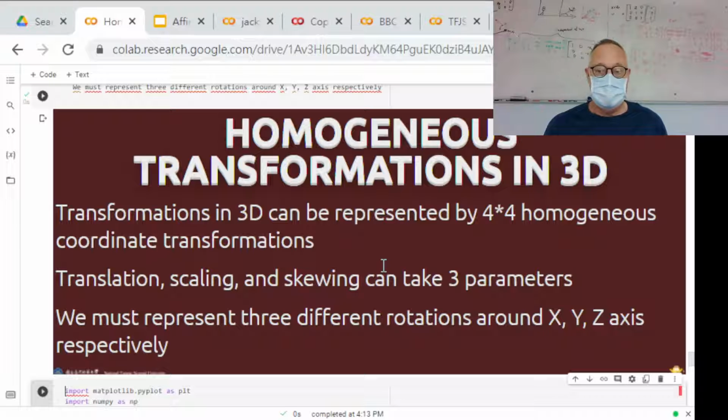So in 3D, as I mentioned, the transformation matrices will be 4 by 4. Translation, scaling, and skewing can now take 3 parameters because we can translate in X, Y, Z, we can scale in the X, Y, Z direction, and we can skew in the X, Y, Z direction. And for rotation, now we can rotate around 3 different axes, not just the Z axis, but I could also rotate around the X axis or the Y axis.